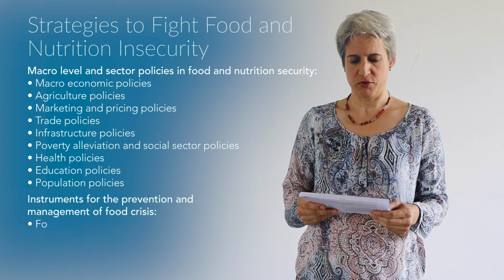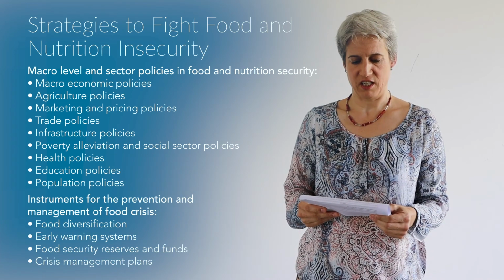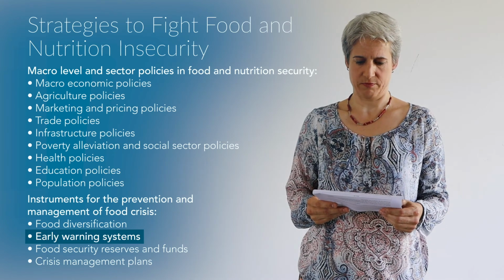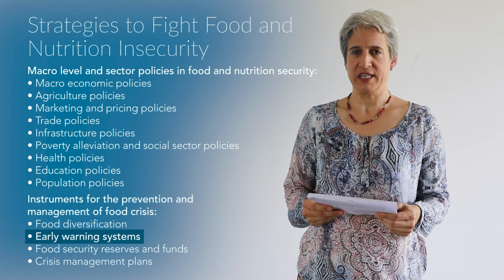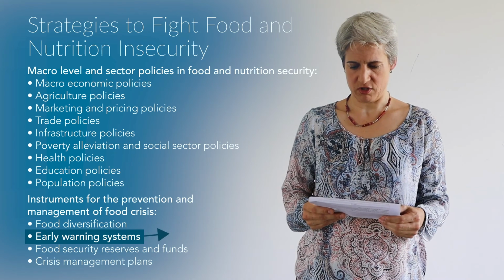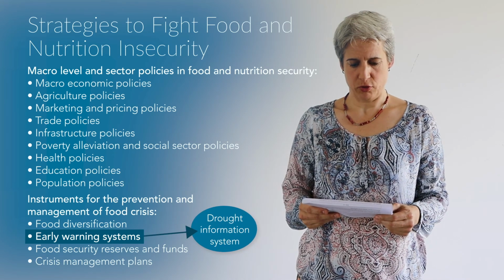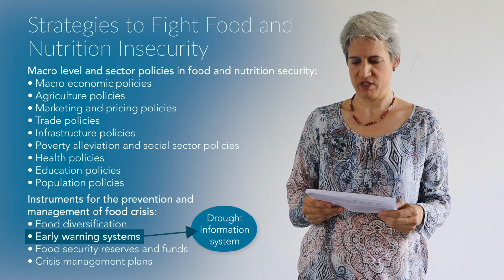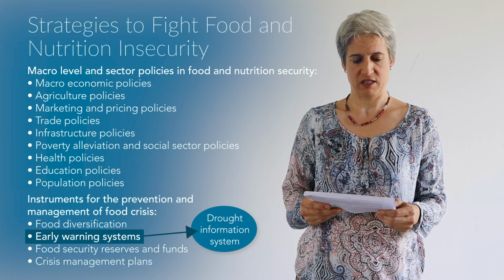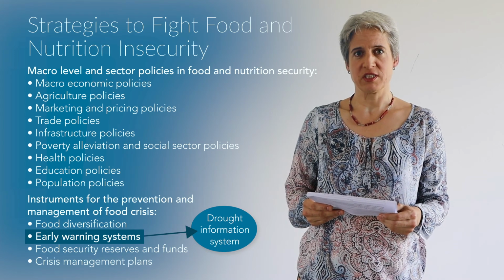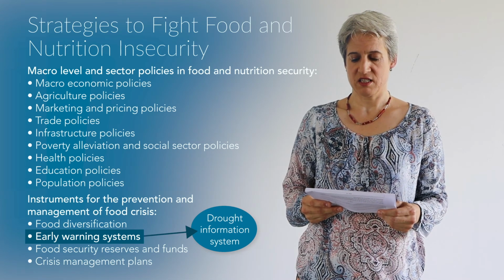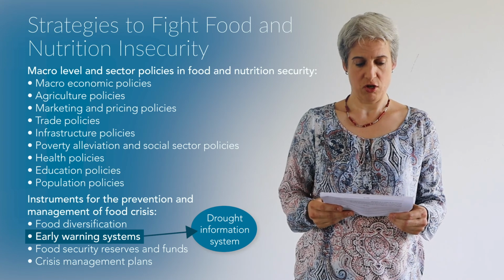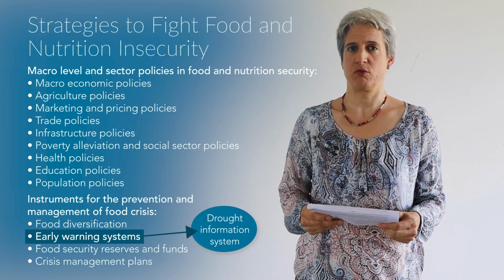The instruments to prevent and manage food crises include early warning systems. This is important, especially in the event of drought. Being able to inform decision makers in the shortest time possible about a drought event and its likely impact will result in better policies and responses, thus fighting hunger and malnutrition of the most exposed and vulnerable.